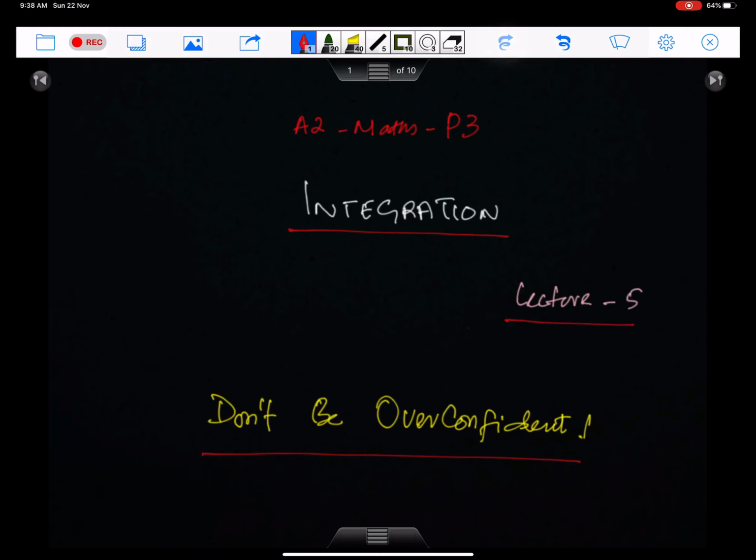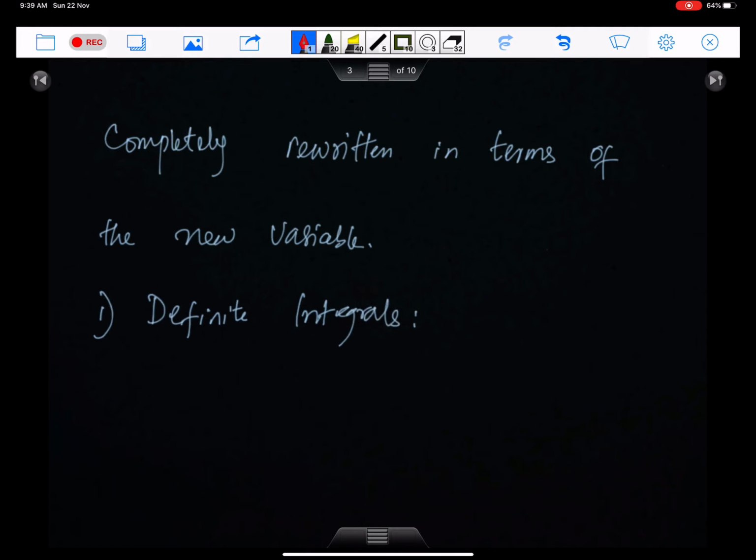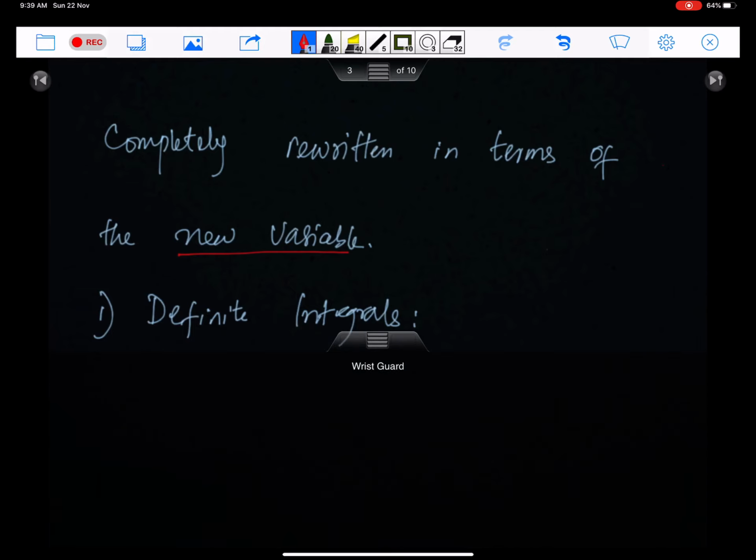Integration, lecture 5. In this lecture I will discuss integration by substitution. This method is used when a simple substitution can be applied that will transform a difficult integral into an easier integral. The integral must be completely rewritten in terms of the new variable. This is very important. The entire function must be in terms of the new variable. The function, the operator, the limits. Three things.